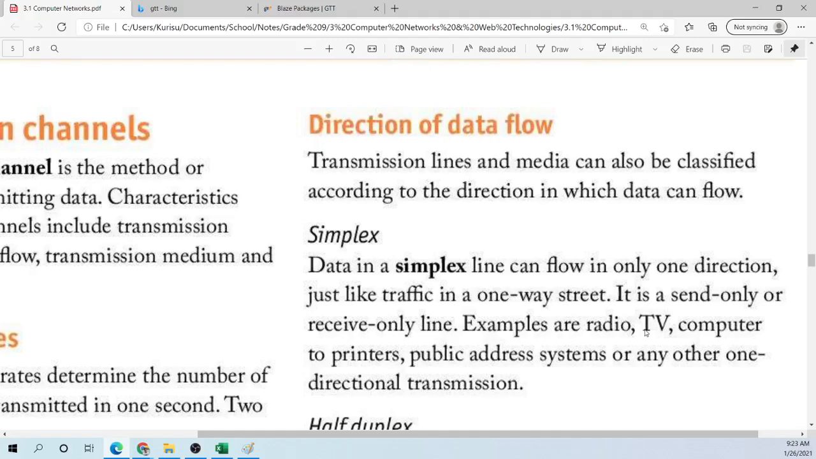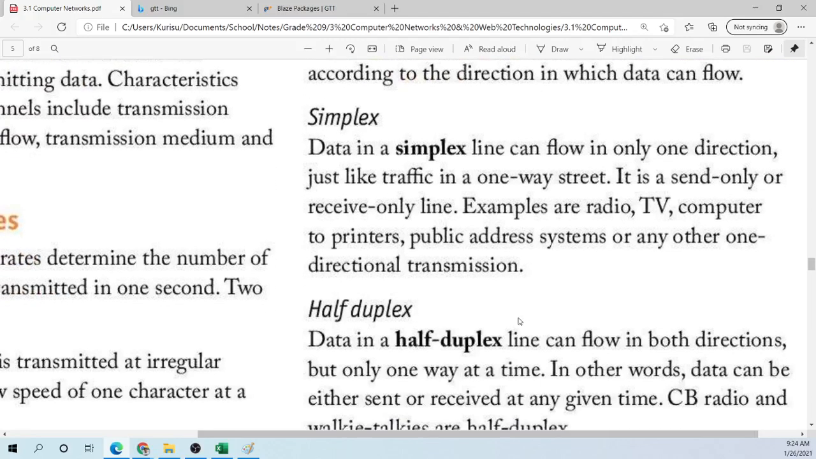Your TV station would send out the TV channels through their antennas to your TV, but you cannot send them back any data. You can't tell them that, look, I'm not being able to see your TV channel and so on. You can't send that data through the TV. So it's only one way of sending data.